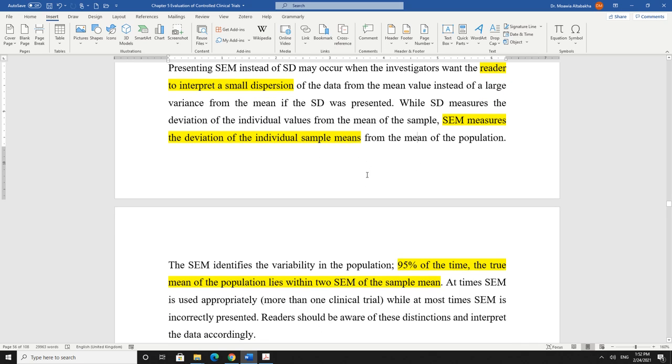Now if you take the mean of your sample plus minus 2 multiplied by the SEM, then what does that mean? What is this range that you will get? It means 95% of the time the true mean of the population lies in that range.